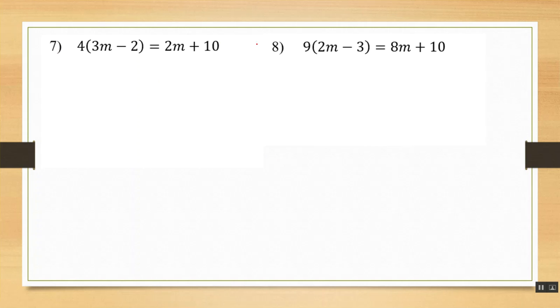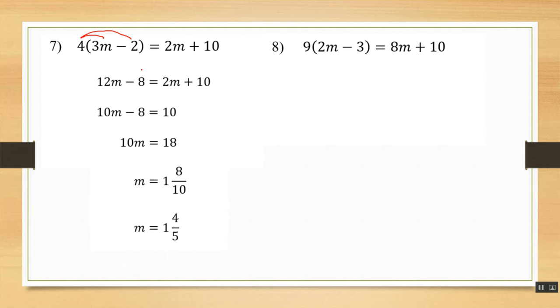Okay, for questions 7 and 8, again, pause the video, press play when you're ready to go. So we expand the brackets again. 4 lots of 3m is 12m. 4 lots of 2 is 8. 2m plus 10 from the right hand side stays. This 2m needs to go over this side. So we take it away from 12, giving us 10m. And the minus 8 then gets added to this side. So 10 plus 8 is 18.